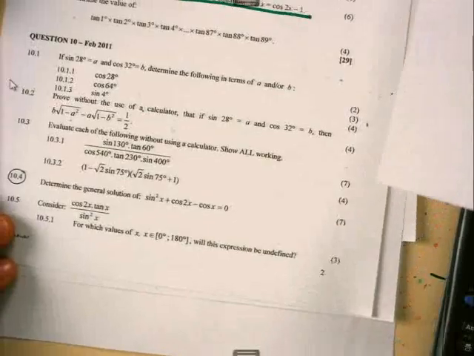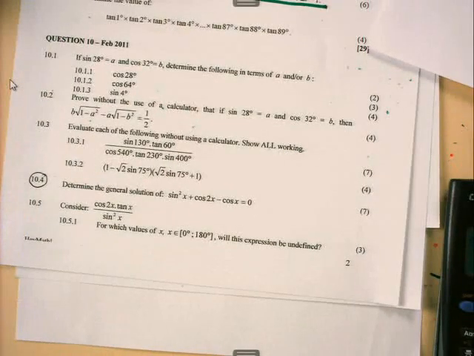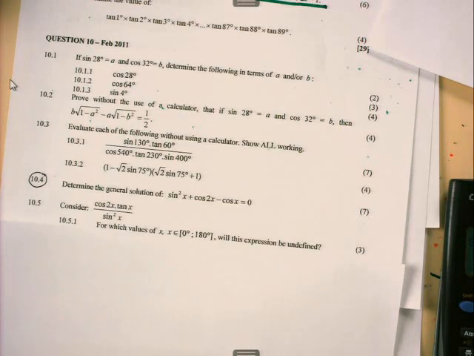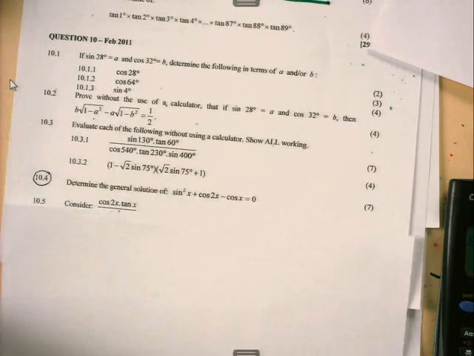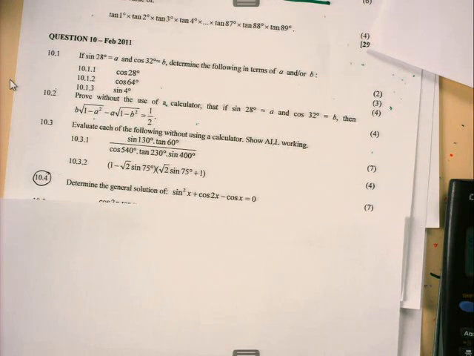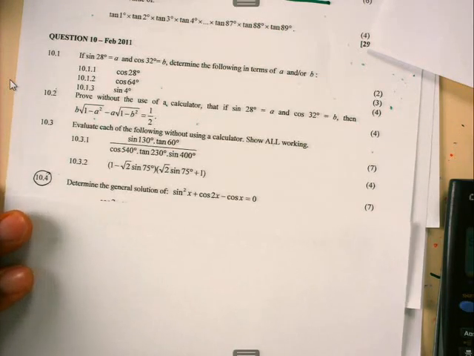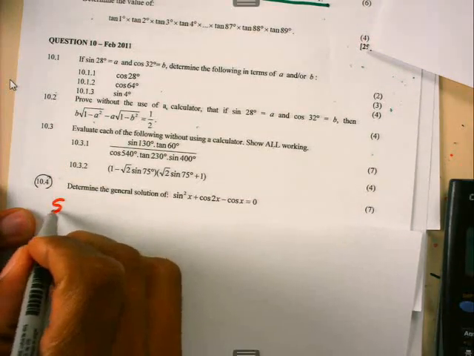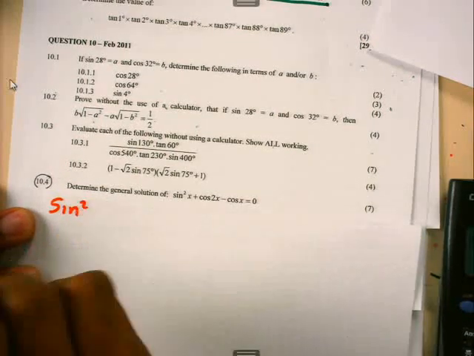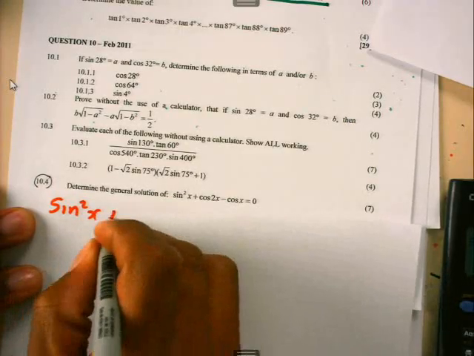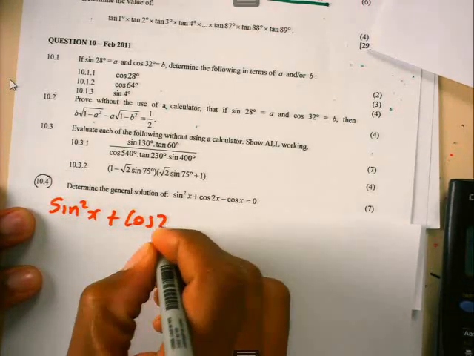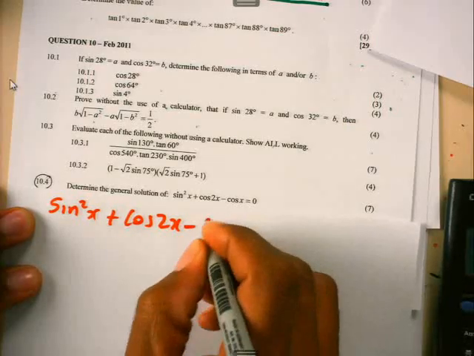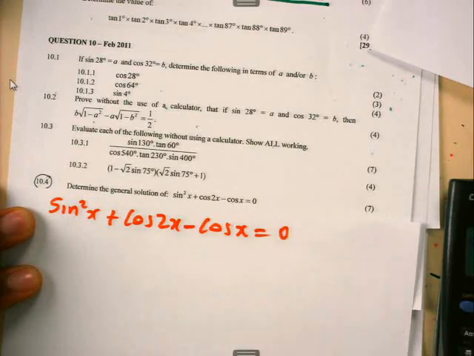Of course, I think we can do 10.4 together so that at least we can move to the functions. Okay, right now, let us go step by step on 10.4. It says determine the general solutions of sine squared x plus cos 2x minus cos x is equal to 0. Right, how do I solve this one? Of course, let me write it down. That is sine squared x plus cos 2x minus cos x is equal to 0.